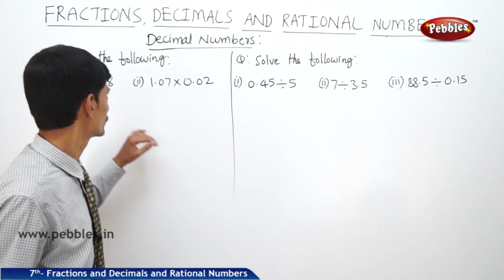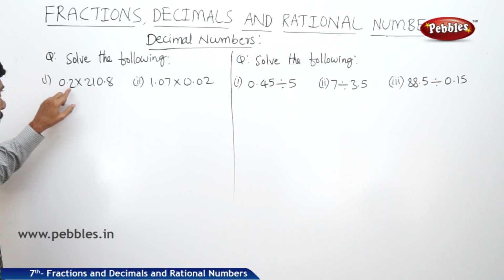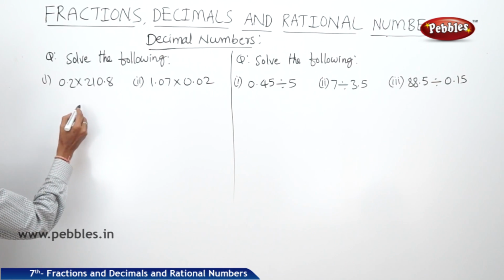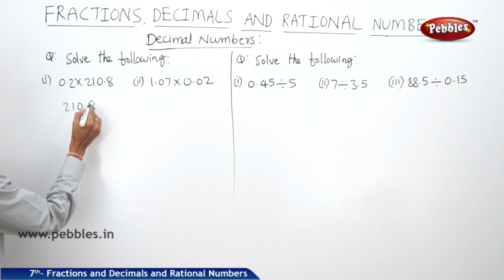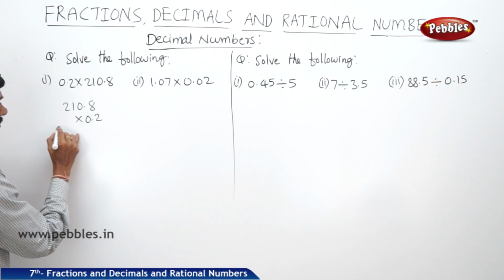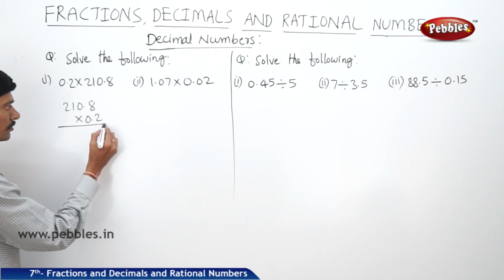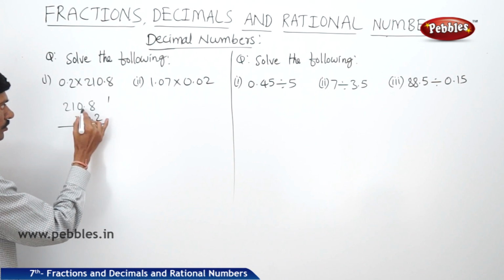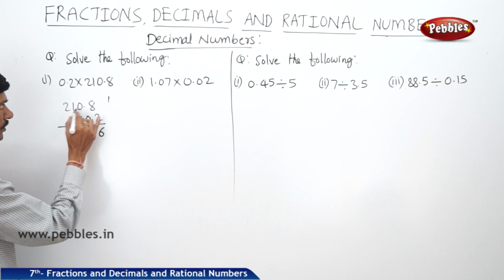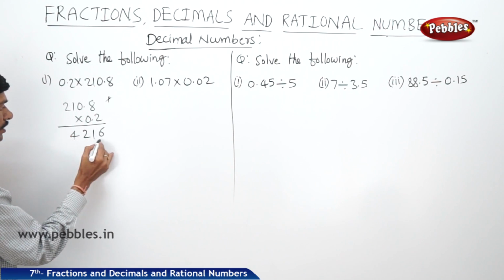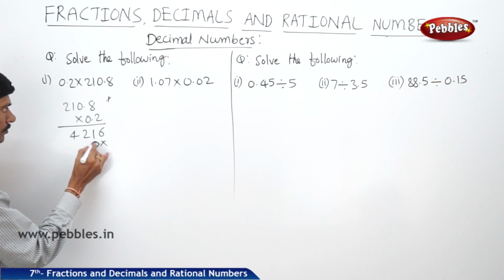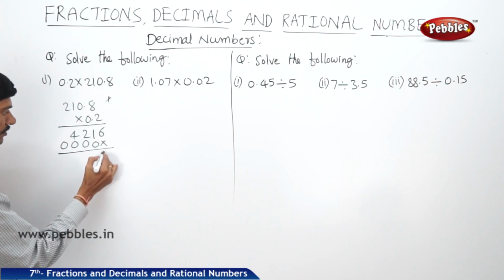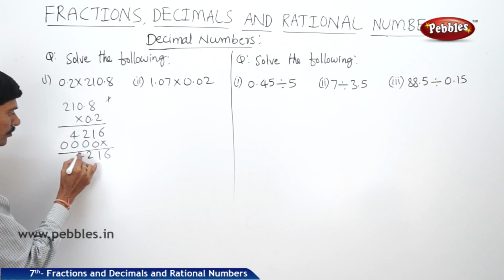Now let us solve the next question. Solve the following, 0.2 into 210.8. So here two decimal numbers are multiplied. So how to multiply two decimal numbers? Your 210.8 is multiplied by 0.2. So we multiply using the normal multiplication method. First we will multiply by 2. 2 8s are 16, 2 zeros are 0 plus 1, 1, 2 1s are 2, and 2 2s are 4. Then we will multiply by 0. 0 into 8, 0, 0 into 0, 0, 0 into 1, 0, 0 into 2, 0. 6, 1, 2, 4, 0.